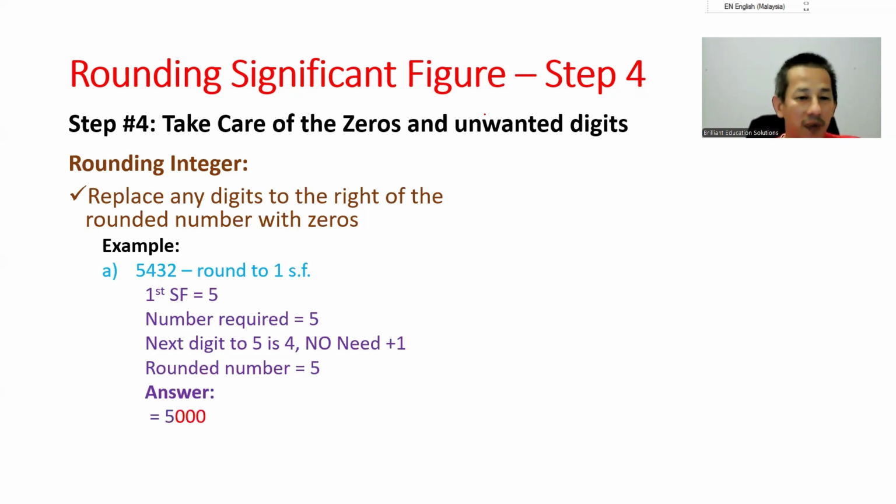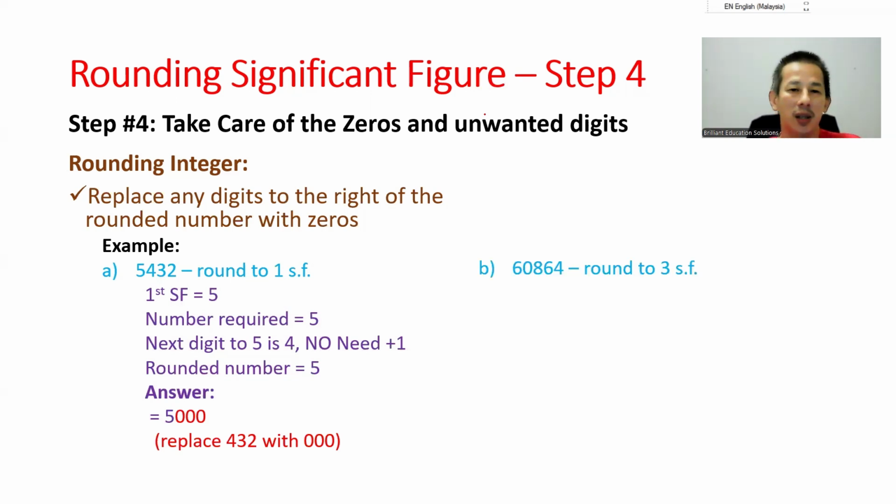So you should get 5,000. You just replace the 432 with 000, because your rounded number is 5. Just replace any digit to the right with 0.